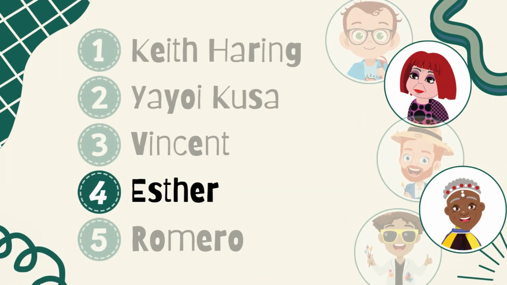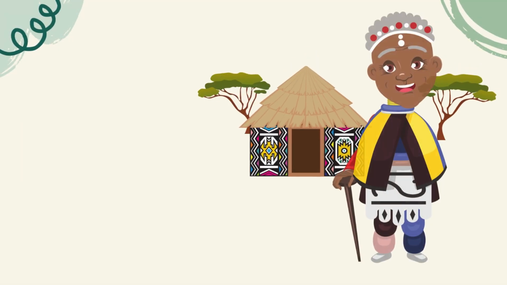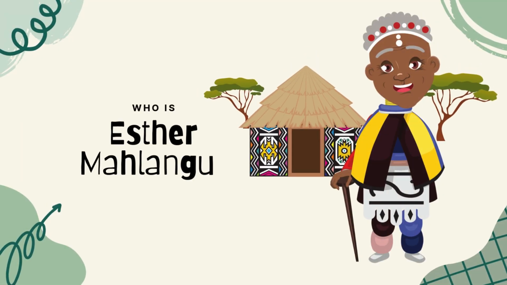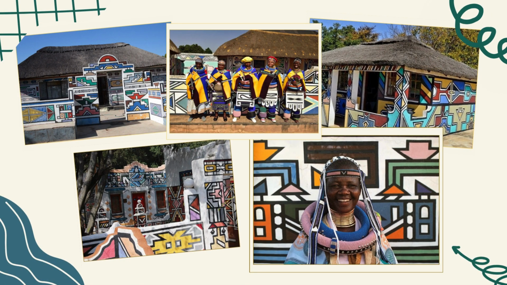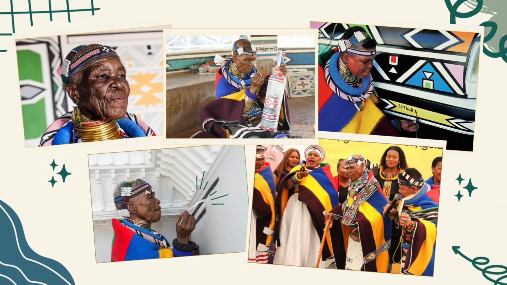Let's move on to artist number 4, South Africa's beloved Gogo. Esther Mahlangu is a celebrated South African artist known for her vibrant artworks inspired by traditional Ndebele patterns and techniques. The Ndebele is a tribe known for their geometric and bright-colored mural paintings. Mahlangu learned the intricate art of Ndebele painting from her mother and grandmother, a skill passed down through generations.